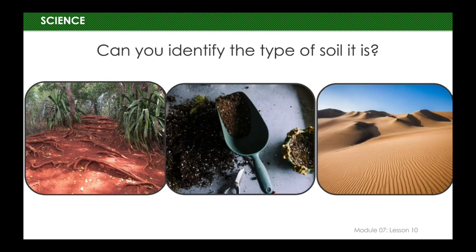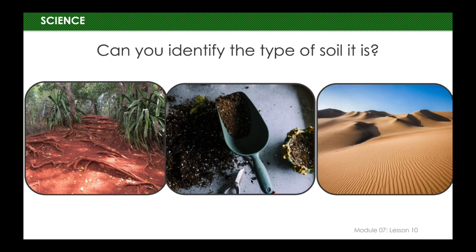Let's see if you can identify the different types of soil. We can identify them by their color or by how they feel or just by how they look. This soil over here is red in color, reddish orange. Which type of soil is red or orange in color? If you said clay, you would be correct.